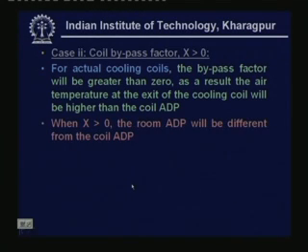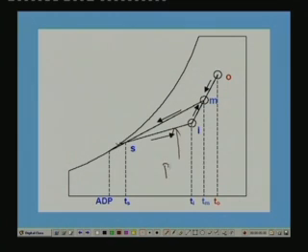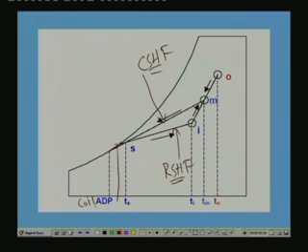So, when X is greater than 0, the room ADP will be different from the coil ADP. That is also clear from here. You can see that the coil ADP is this temperature, room ADP is somewhere here, where this is your room sensible heat factor line. Okay, this is your coil sensible heat factor line. So, the point where this line intersects the saturation curve is your coil ADP, and the point where the room sensible heat factor line intersects the 100% saturation curve, somewhere here, let us say this is your room ADP. Okay, this is your room ADP, and they are not the same here.